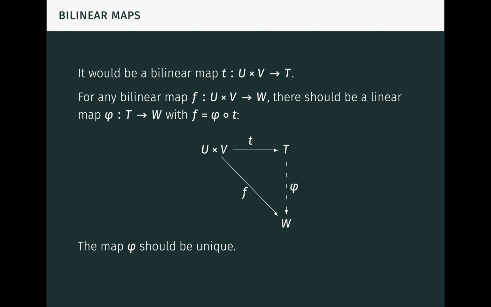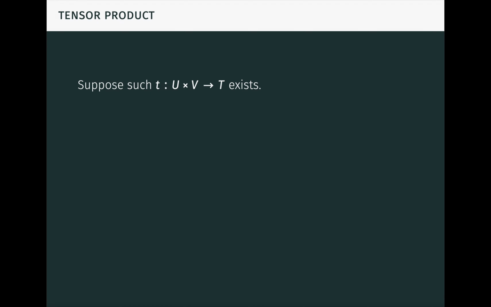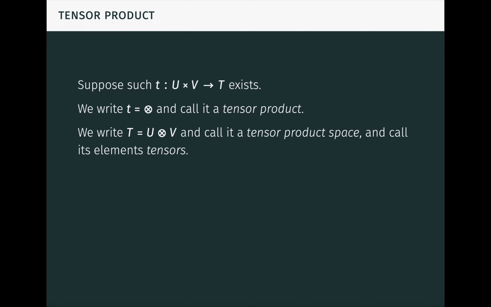Now, so far we don't know whether any such universal bilinear map T exists, but let's suppose for the moment that one does. We write it using the tensor symbol and call it a tensor product. We also write the space T as U tensor V and call it a tensor product space, and call its elements tensors. So we've finally arrived. This is a tensor product from the universal point of view.